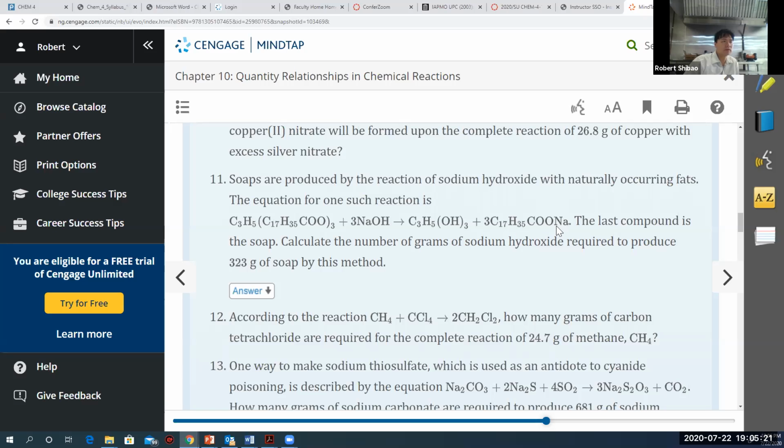Soap is pretty interesting. It has interesting properties, which we'll talk about later. Calculate the number of grams of sodium hydroxide required to produce 323 grams of soap. So this is the soap here. And so we're just going to go from 323 grams of soap to moles of soap. Now we have different soaps, depending on what fat you use, like Palmolive. Palmolive soap uses palm oil or palm fat and olive fat to make soaps.